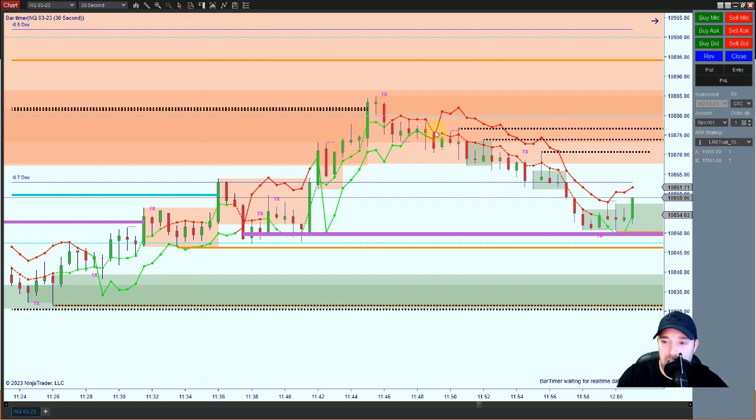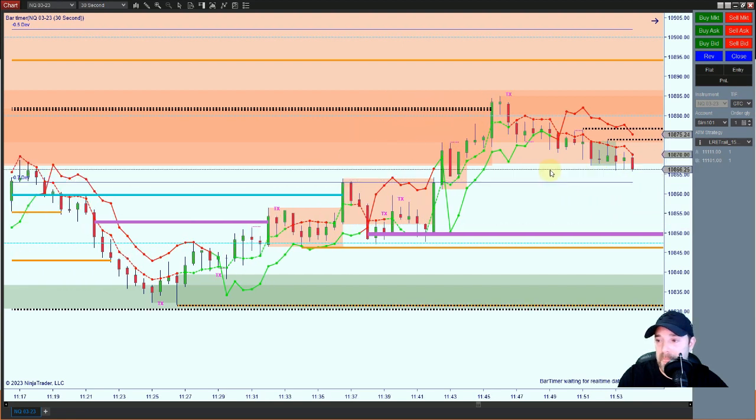So what you need is two lines to be the same color, these lines here, angled in the same direction. In this case, to go short, we need both lines angled down and red, and then the next one to break the bottom. So let me show you what I mean.